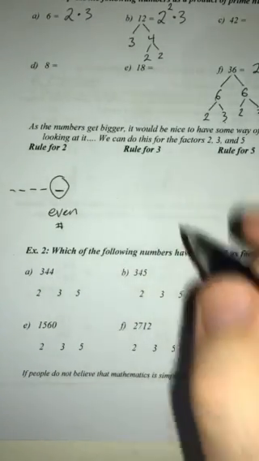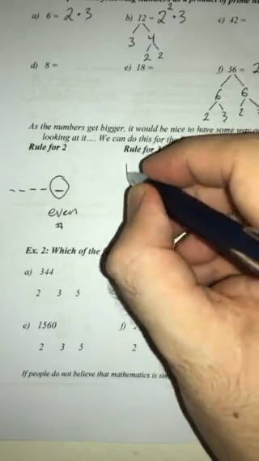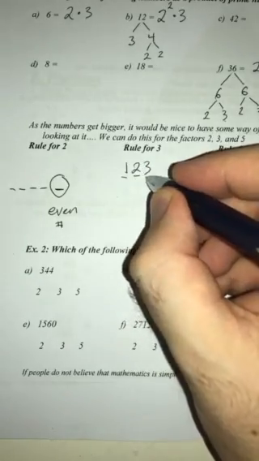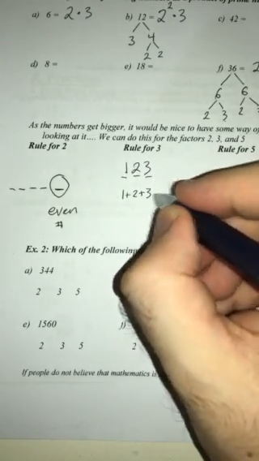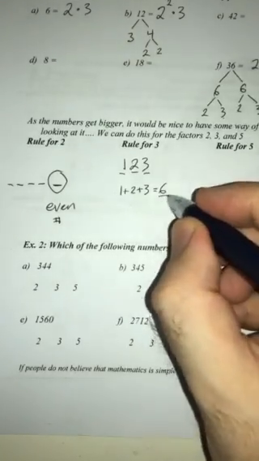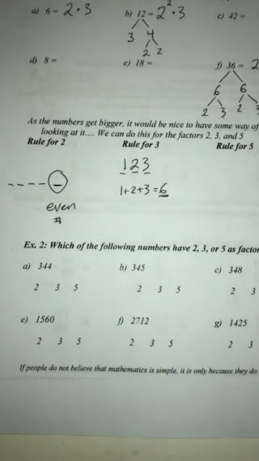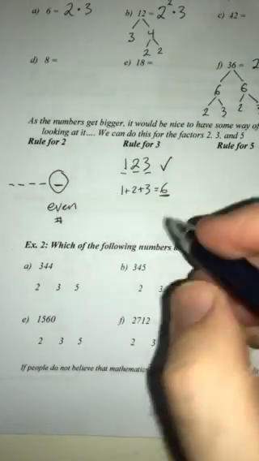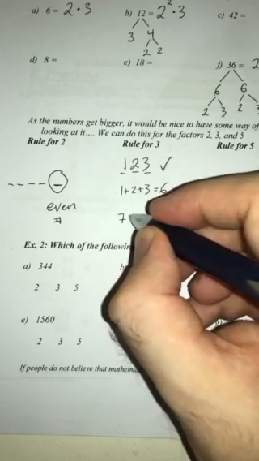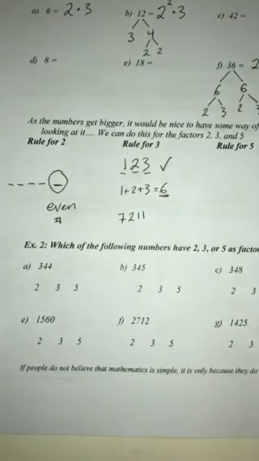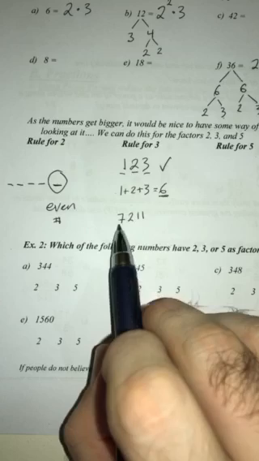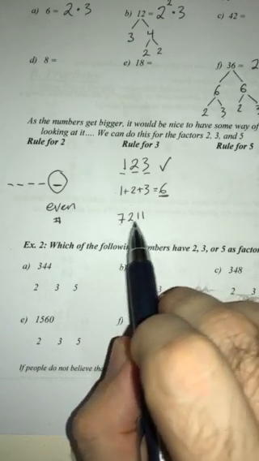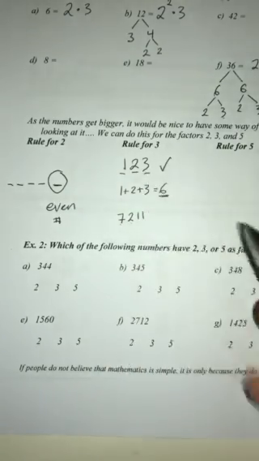Rule for 3. So whatever your number is, so let's say 123, what you want to do is add each of these digits together. So if I went 1 plus 2 plus 3, this would give me 6. If this number is divisible by 3, then 123 is divisible by 3. So let's try a different example. Let's do a big one. Let's say 7,211. So if I went through and added these digits, 7 plus 2 is 9, plus 1 is 10, plus 1 is 11. So the digits add up to 11. That is not divisible by 3.